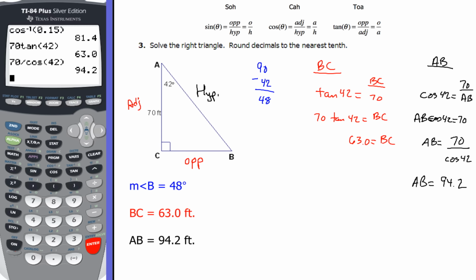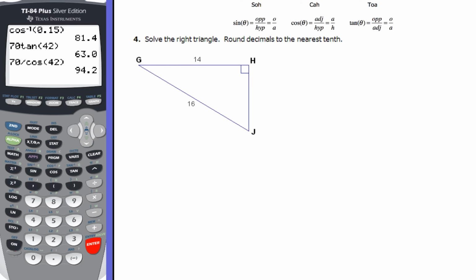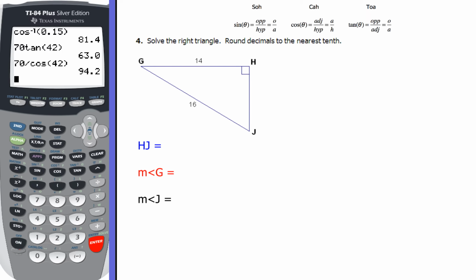Now of course, we got one other problem just for you guys, and this will be it for this whole chapter. Holy cow, I can't believe we're done. Now look at this one. Solve the right triangle, round decimals to the nearest tenth. What I want you to do is try and find side HJ, first find the measure of angle G, and then find the measure of angle J.